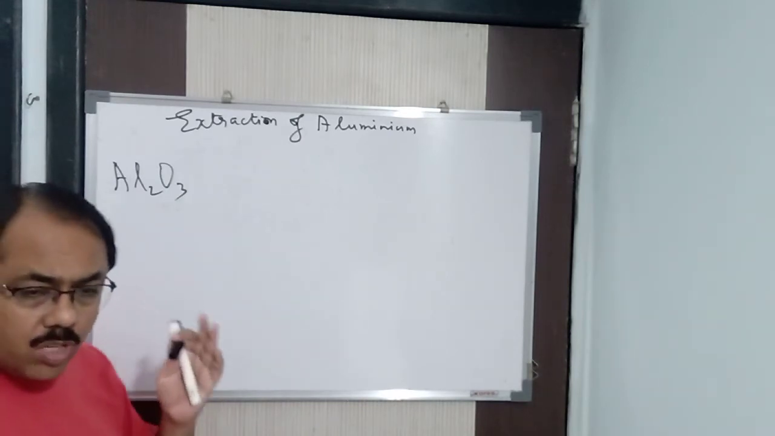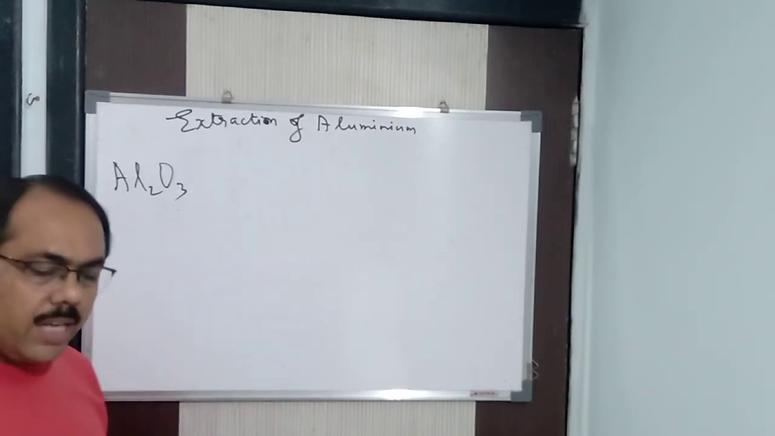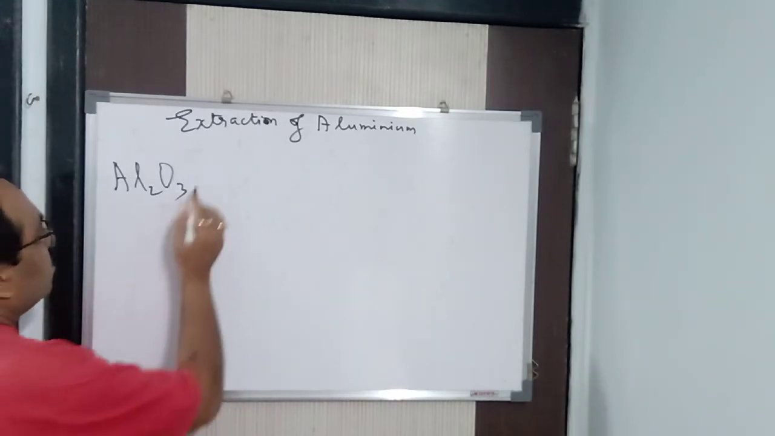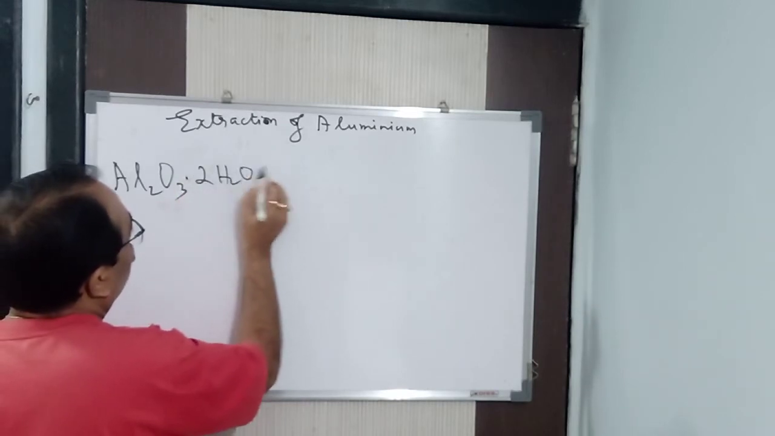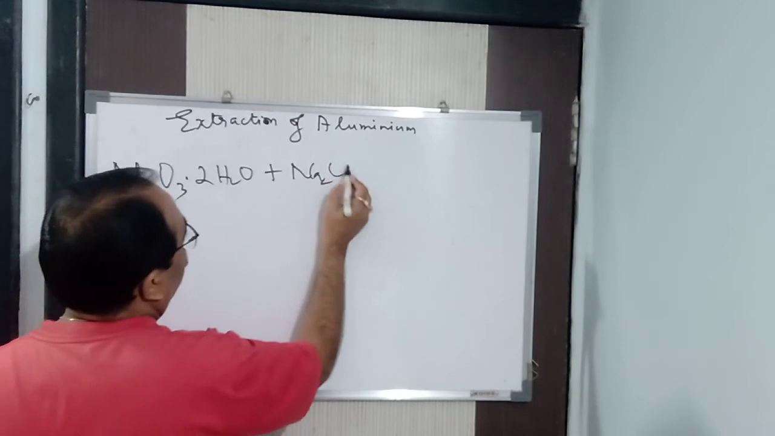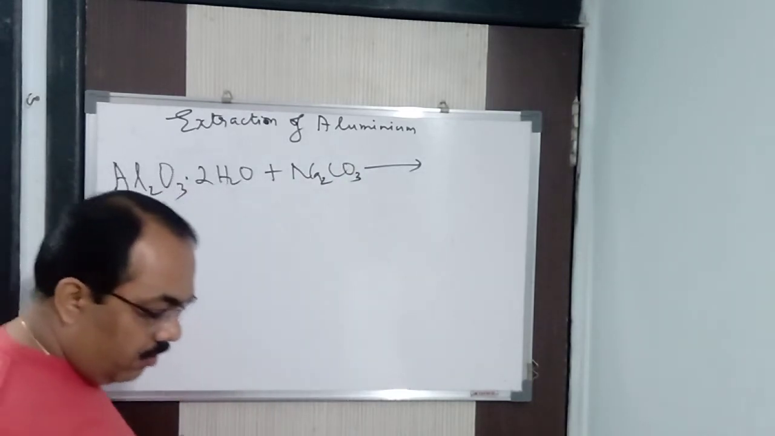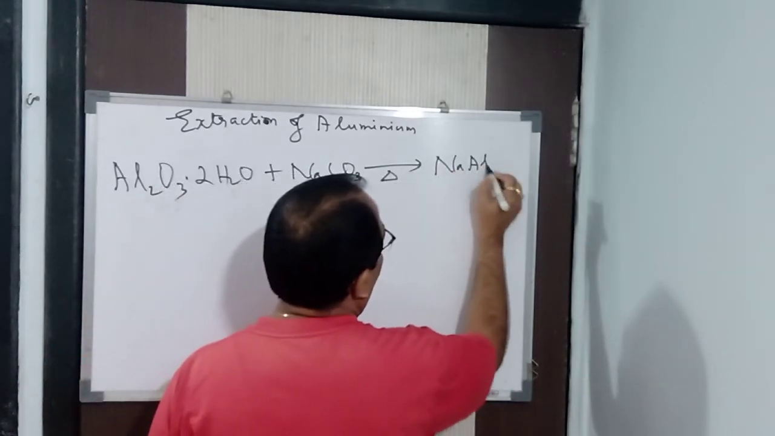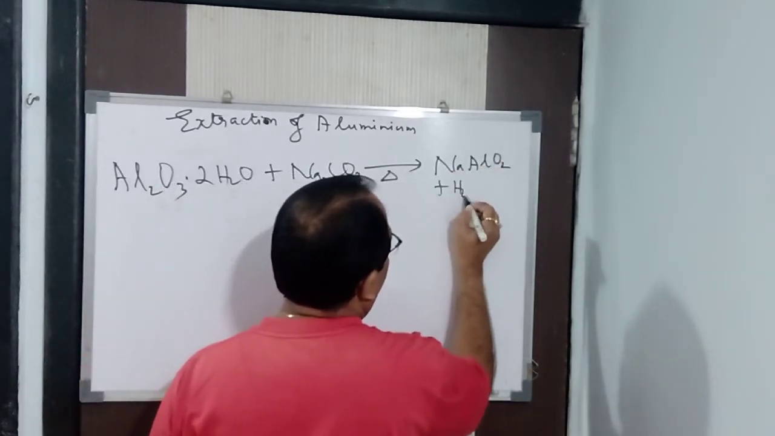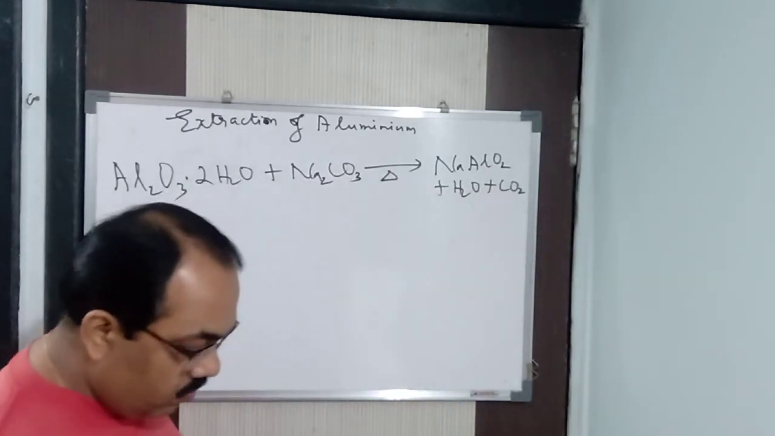Instead of taking sodium hydroxide solution, I will be taking sodium carbonate solution in the tank. So what will I get? Al2O3·2H2O plus Na2CO3. We will be heating this. On heating, we will be getting NaAlO2 plus water plus CO2.